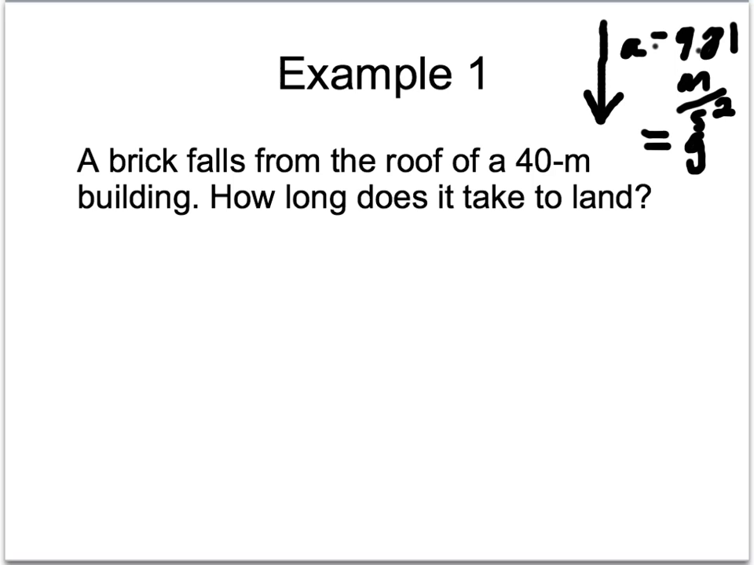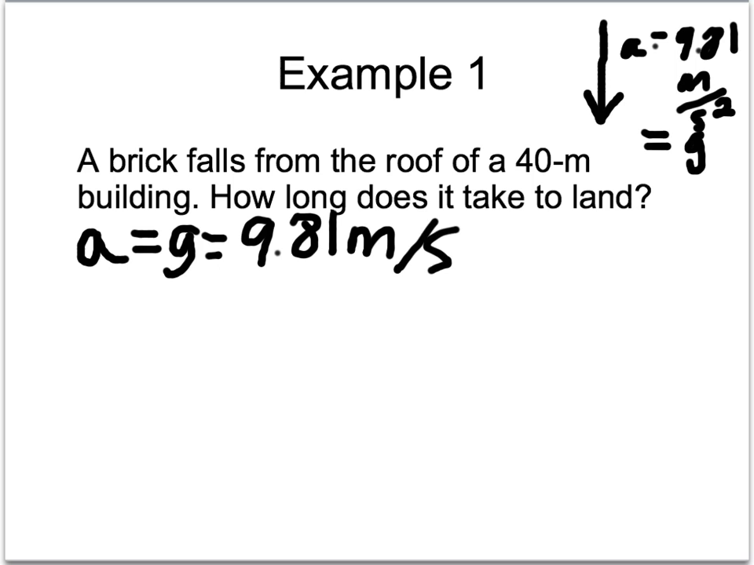A brick falls from the roof of a 40-meter building. How long does it take to land? So, if the brick is falling, I already know its acceleration is little g, which is 9.81 meters per second squared. And the distance it travels is 40 meters. So I'm looking for an equation, and I'm going to look on page 46. I don't have the blue sheet with me. 46 in the textbook. For an equation that has acceleration and distance and can give me back time.